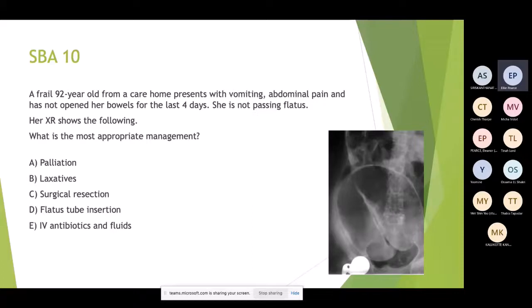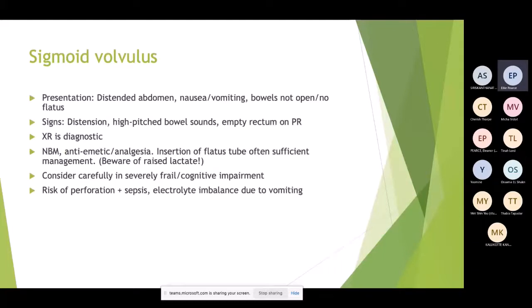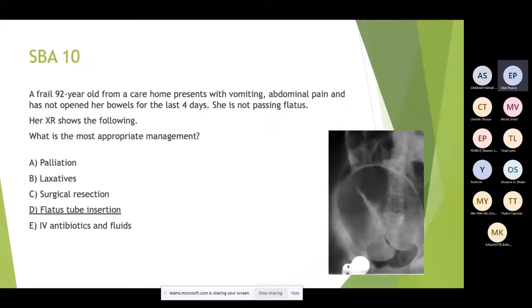Okay, great. So I think everyone got that one. So it is indeed a flatus tube insertion, and this is a typical picture of a sigmoid volvulus. The presentation often tends to be a distended abdomen, nausea and vomiting, and bowels not open and not passing wind. Clinical signs: we've mentioned abdominal distension, bowel sounds tend to be high pitched, and there's usually an empty rectum on PR. These patients might get rushed for a CT in reality, but actually an x-ray, where we call it the coffee bean sign, is diagnostic of a sigmoid volvulus.